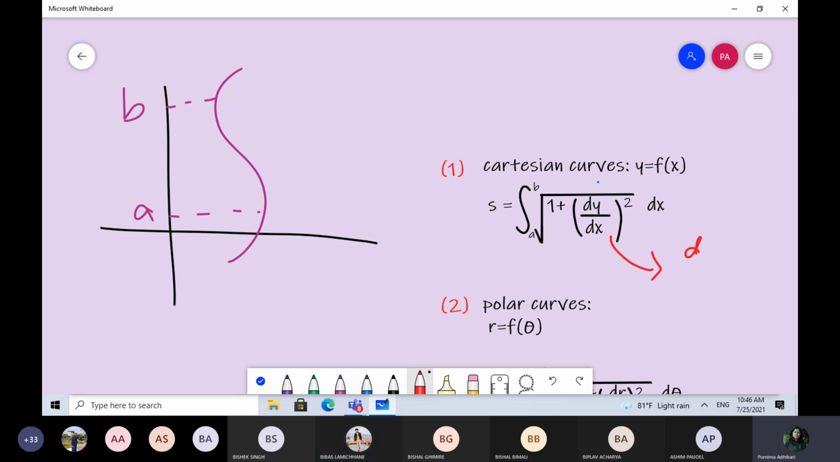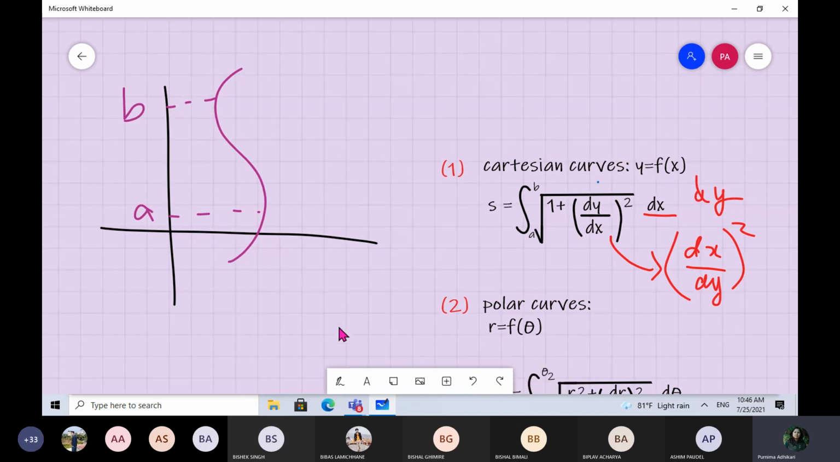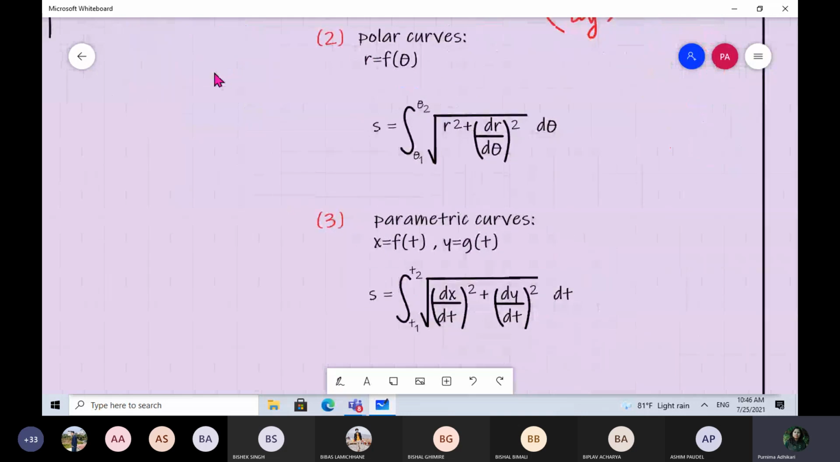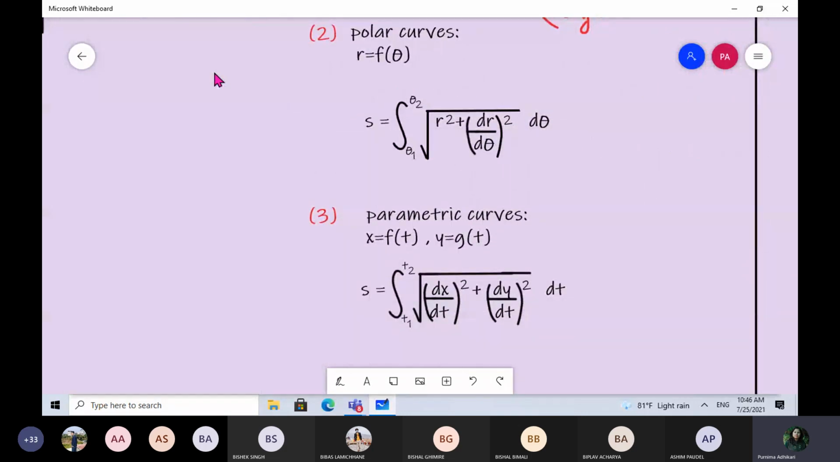So here you will get dx over dy. Just interchange your x and y, and here you will get dy in place of dx. You will get dy. That's it. Your formula changes according to your need. Okay, limits of integration is change in y. Now similarly you will have formula for polar curves and parametric curves.